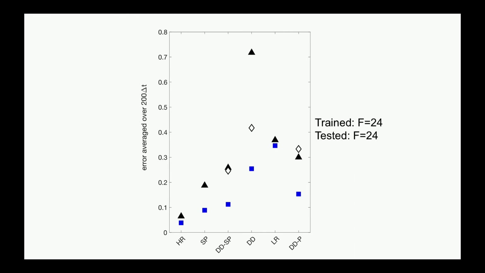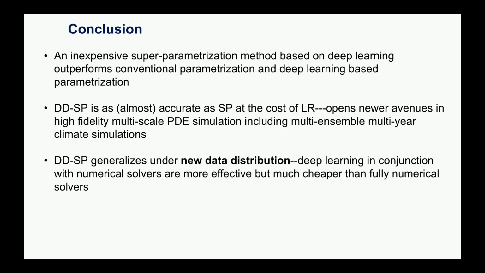You can see that for DDSP, the triangle and the diamond really overlap, which means a model that was frozen and trained for F equal to 20 can predict as well as a model that was trained on F equal to 24. Basically, it generalizes to new data distributions, which enables us finally to do long-term PDE integrations where the anthropogenic forcings, the external forcings, have changed so that the dynamics of the regime have changed, and yet the deep learning model can generalize to these new data sets.